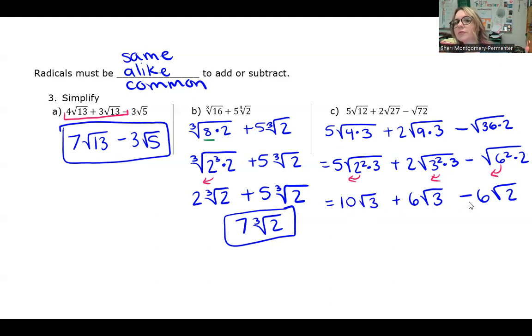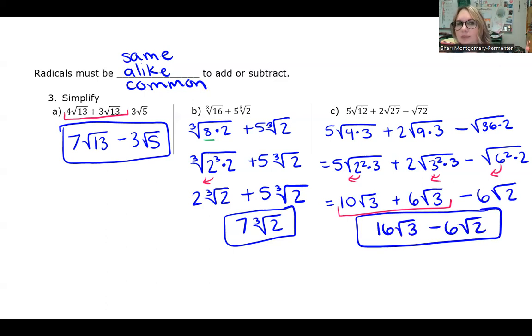So now, after I've simplified, do I have any like radicals? I do. Can I put everything together? No, they don't all go together, but I can put any of the square root of 3, those are alike, so I can put them together. So if I have 10 and I add 6, then I have 16. And I cannot put square root 3 and square root 2 together. They're not the same. They have to stay apart.